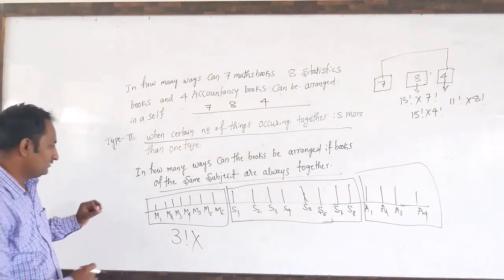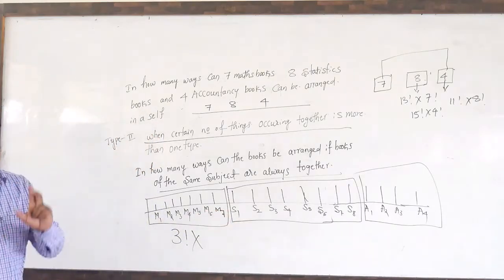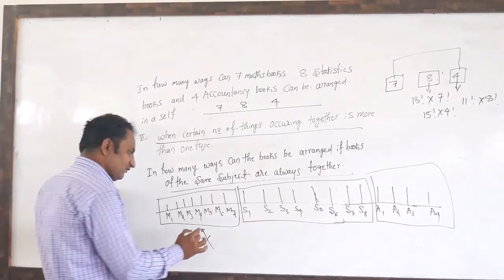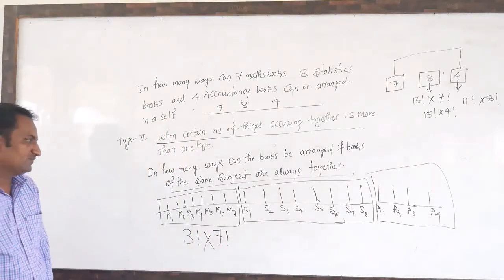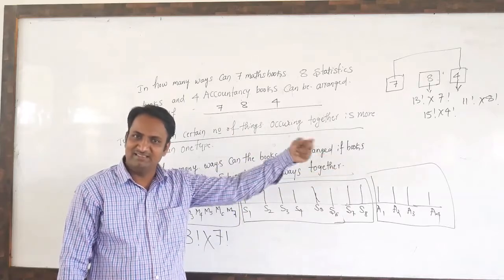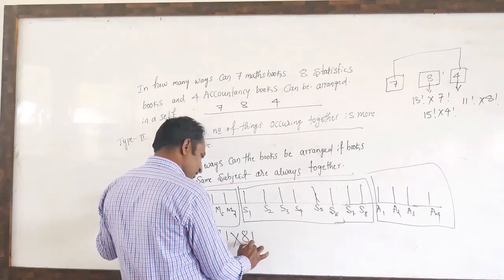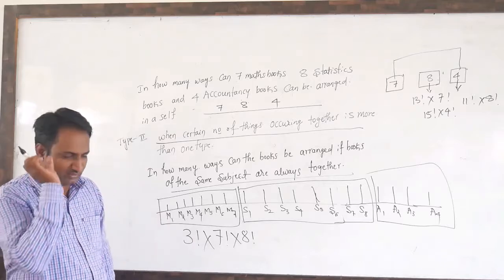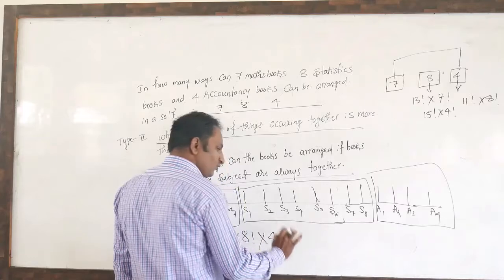Into how many ways can the books in each box be arranged? In the first box, there are 7 books. Here 7 books can be arranged in 7 factorial ways. In box 2, there are 8 statistics books, so we can arrange them in 8 factorial ways. In the last box, there are 4 accountancy books, so we can take 4 factorial ways.